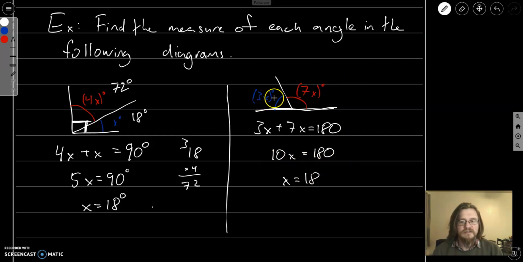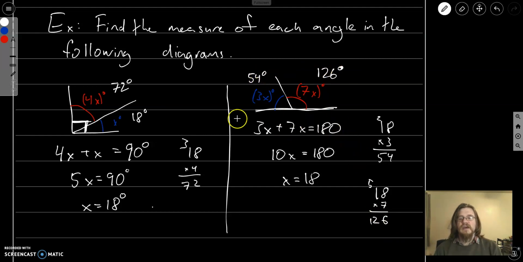So all that comes now is, okay, so that's x, so I need 3x and 7x. So 3 times x, 18 times 3, 8 times 3 is 24, so this is going to be 54. And if I take 18 times 7, I'll get 56. Oops. Carry the 5, so 126. So this angle over here is going to be 126 degrees, and this angle over here is going to be 54 degrees.